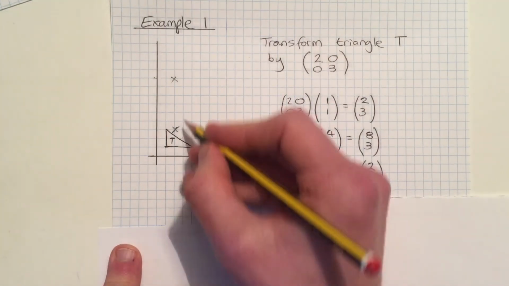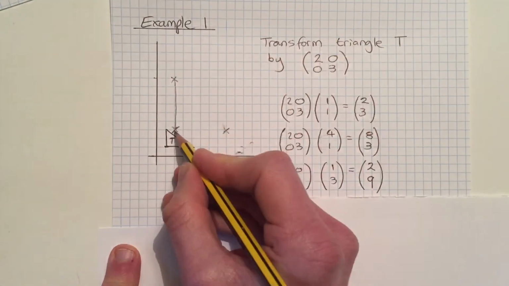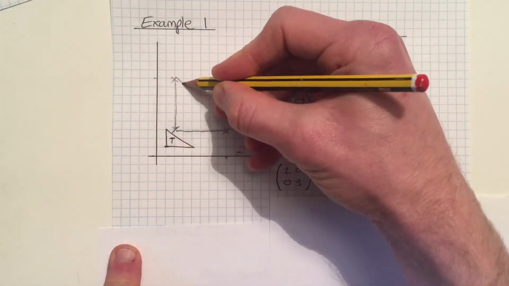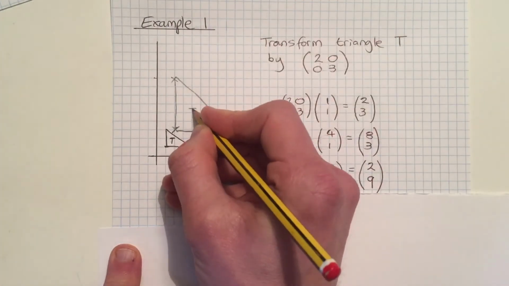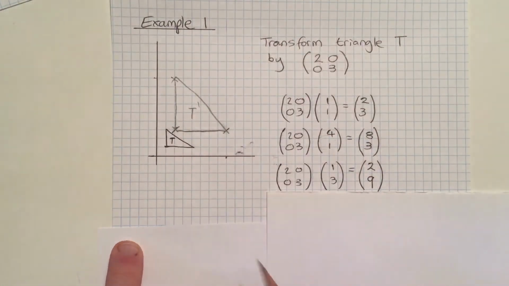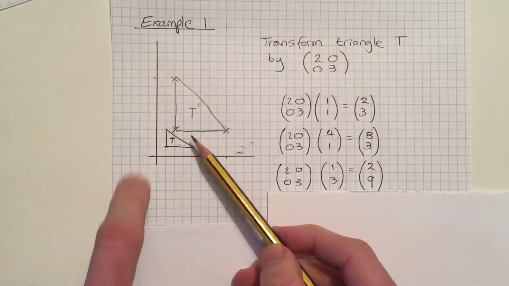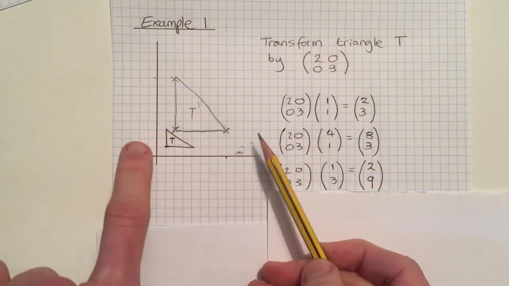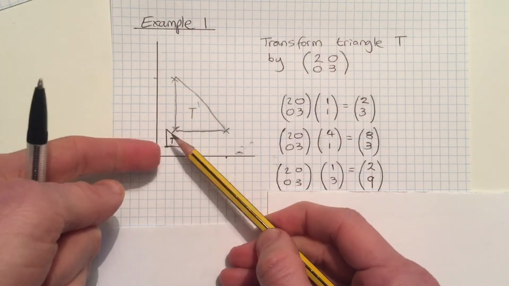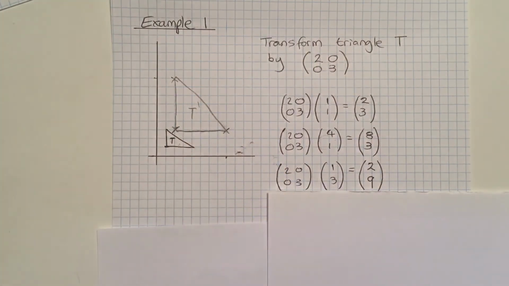So I get my new triangle here, which I'm going to label up as being T dash to represent the image of T. And as we can see, hopefully, this triangle here has been stretched out by a scale factor of 2 in the X direction and by a scale factor of 3 in the Y direction.